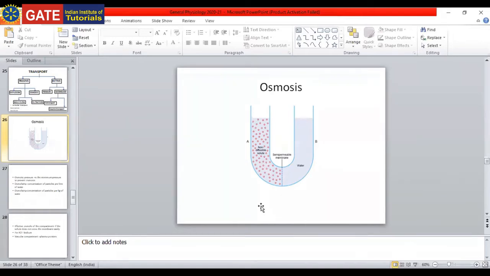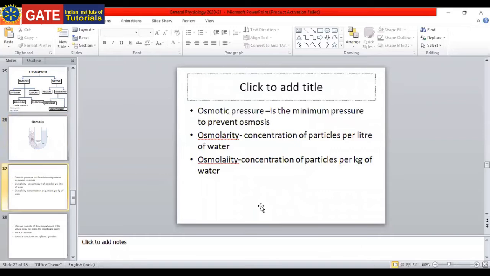Now you should know what is the osmotic pressure. The pressure which prevents the osmosis is called osmotic pressure, and there are two terms which you have to know, that is osmolarity and osmolality. There's a spelling mistake here. Osmolarity, L-I-T-Y. So when it is osmolarity, though it is R, you remember it is liter. It's the concentration of particles per liter of water, whereas osmolality is the concentration of particles per kg of water.